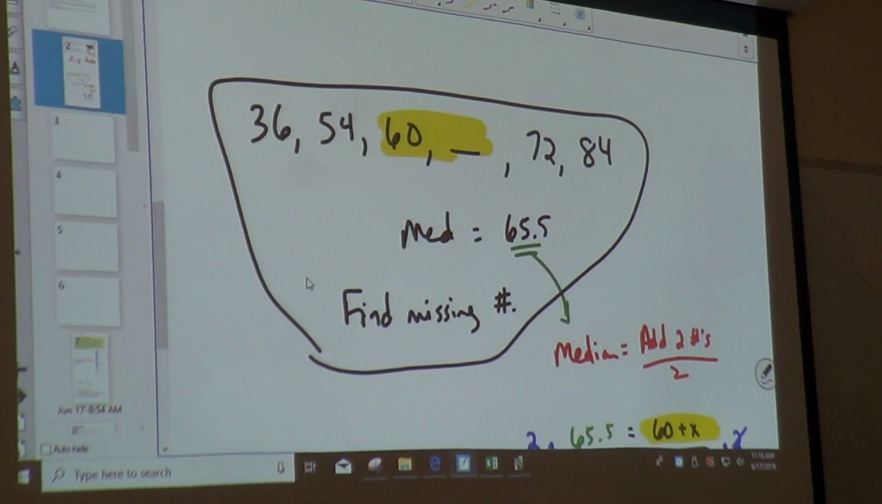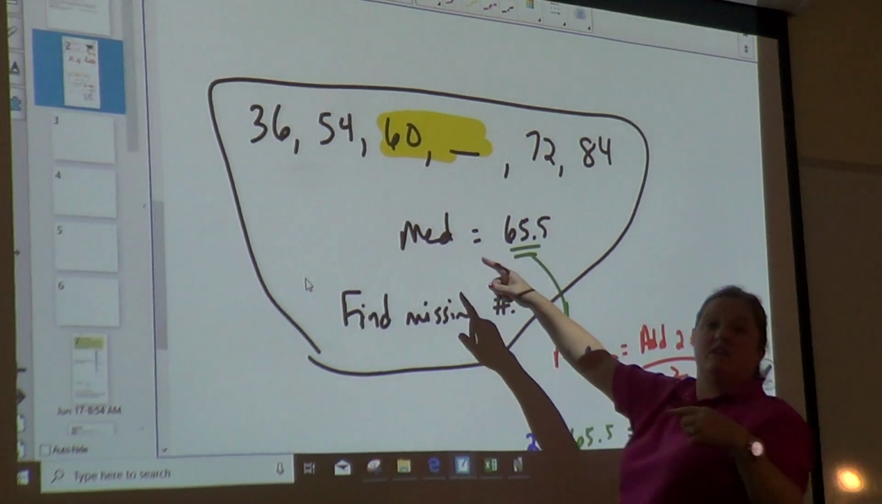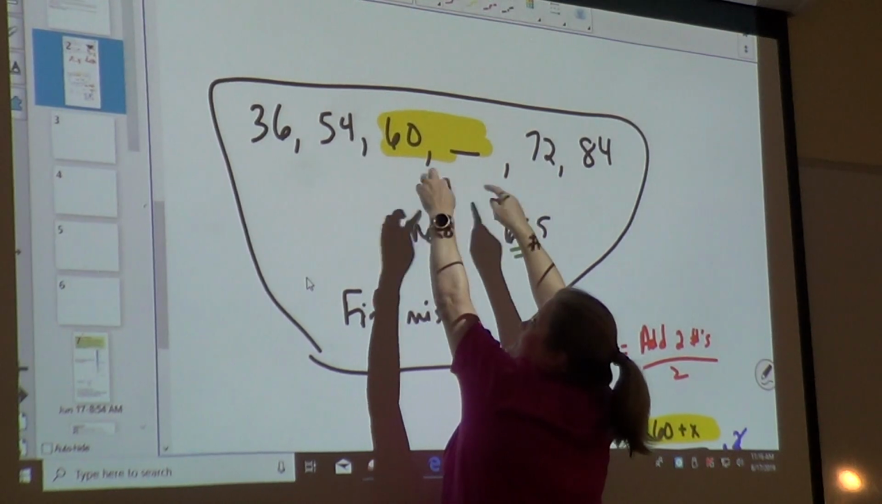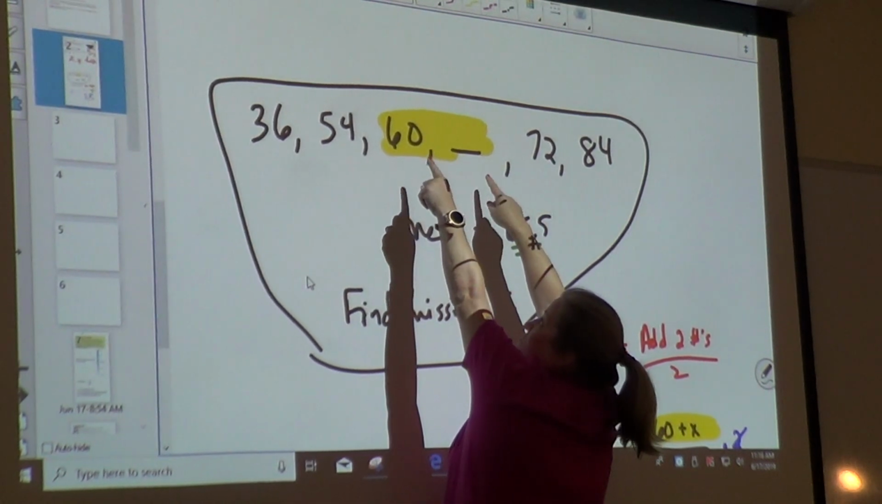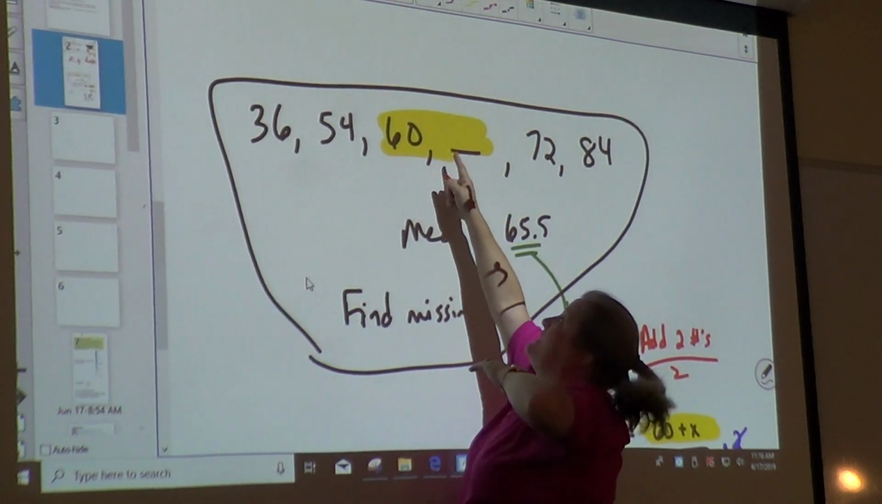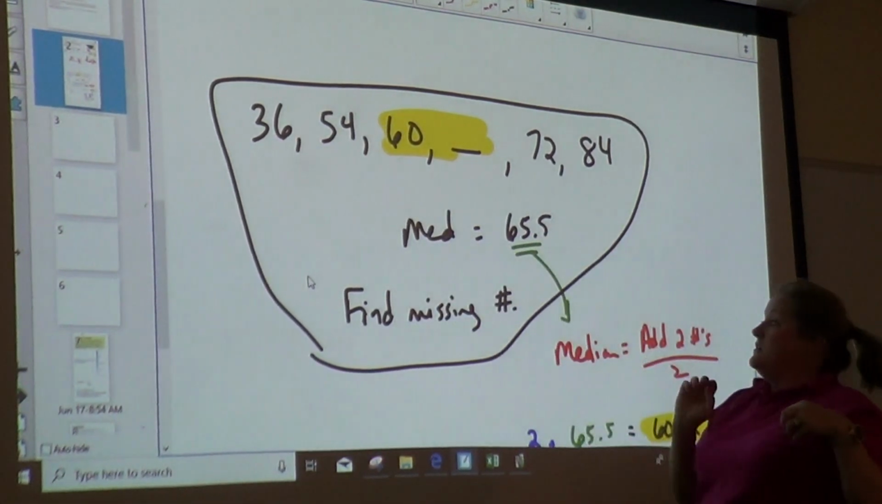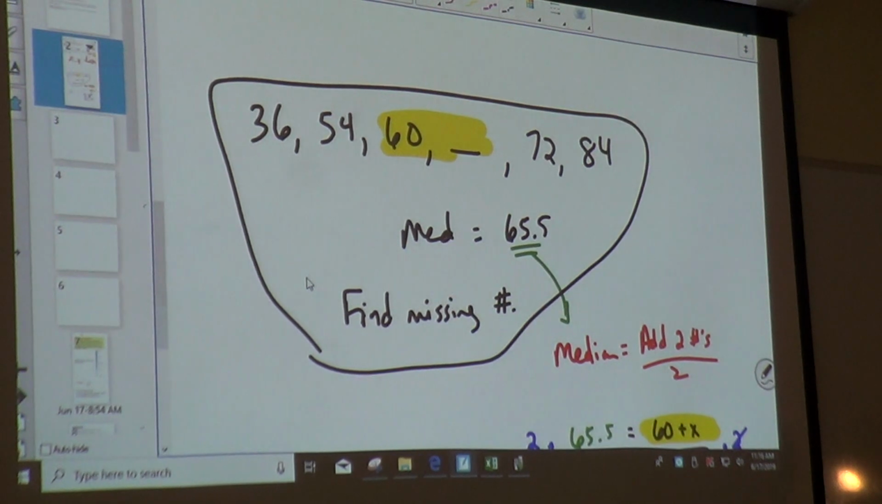Because when you come in from either side, that's the way you get the median. You come in from either side, and if you have 2 numbers in the middle, you add those 2 numbers and divide by 2. Because your median, remember, is the middle of the 2 middle numbers. Good?